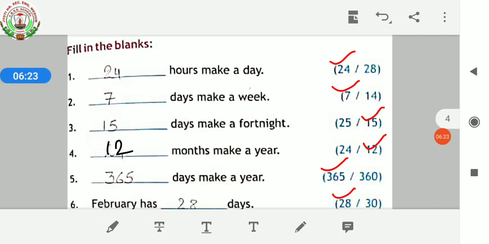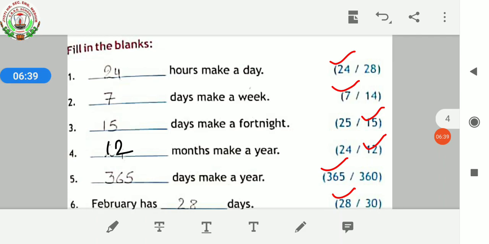Third is dash days make a fortnight. So fortnight means 15 days. In the bracket 25 and 15, both options are here. So you have to tick over 15 and in the blank you have to write 15.